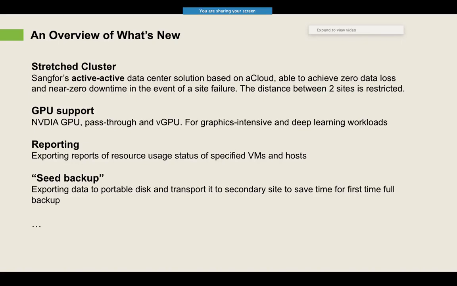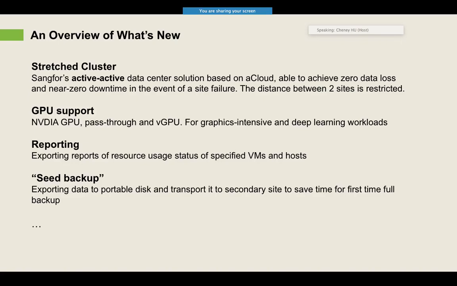After stretched cluster, the RPO can be reduced to 0. That means there will be no data loss if the customer deploys stretched cluster for their business. And the RTO can also be minimized to several minutes. We will dive deeper in the coming slides for stretched cluster.